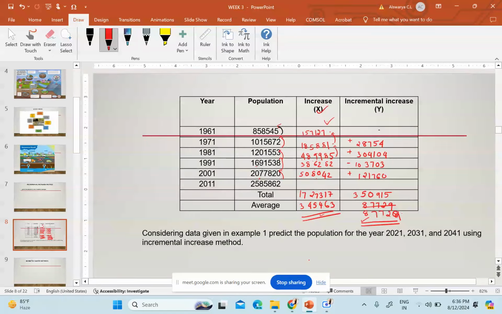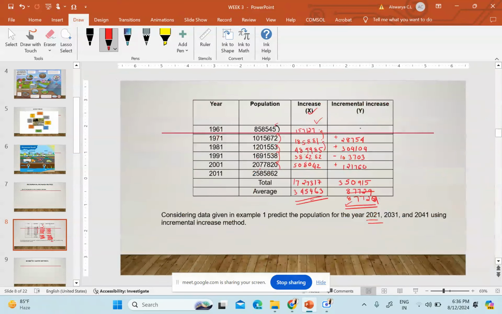So first you have to calculate the population in 2021. How do you do 2021? What you have to do is, the number of decades is one, because when we take it from 2011 to 2021, 10 years come. So when we convert into decades, it is 10 by 10. It becomes one decade.